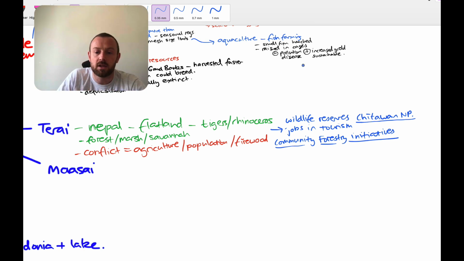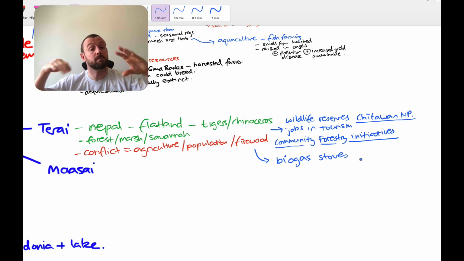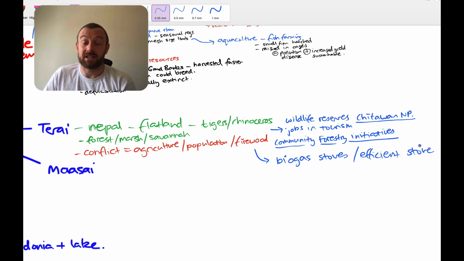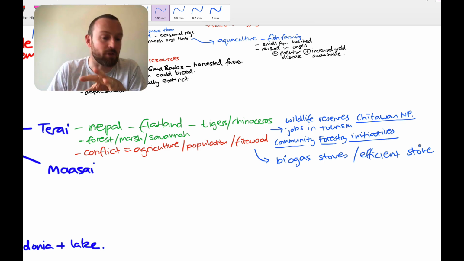Okay, other things as well. Other things that were key is biogas stoves. So in small scale agriculture in Nepal, people have animals like goats and cattle. If you take the dung and shovel it underground into a tank and let it ferment, it produces gas, which can then be burnt for cooking. This replaces firewood and therefore is a great means of conservation. It really reduces the extraction of firewood from forests. So biogas stoves, or even just more efficient stoves: if you can make a stove better at burning wood, then you need to cut down less wood. So this is a small change that can have a big impact in an area. So that's the Terai.